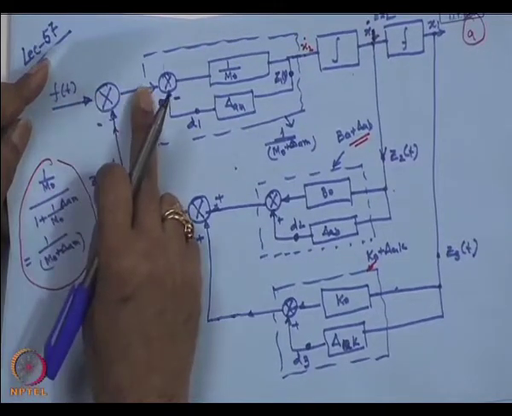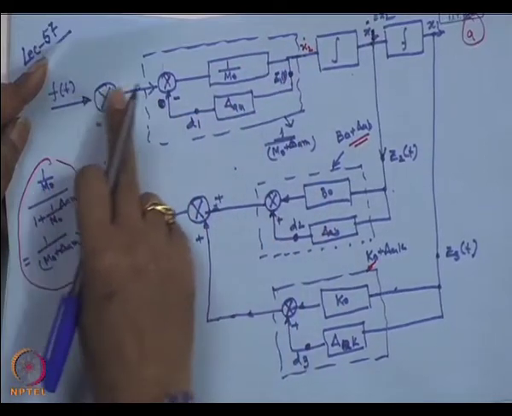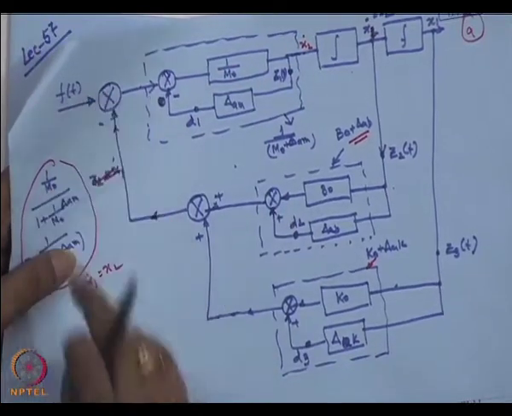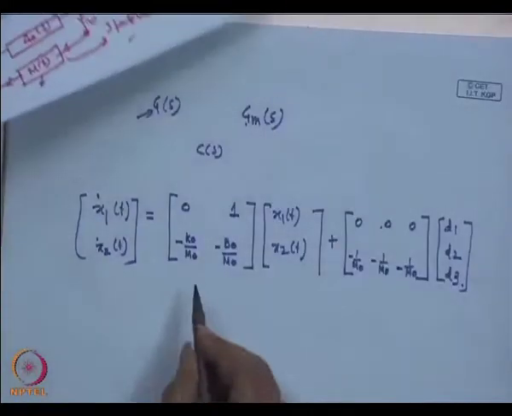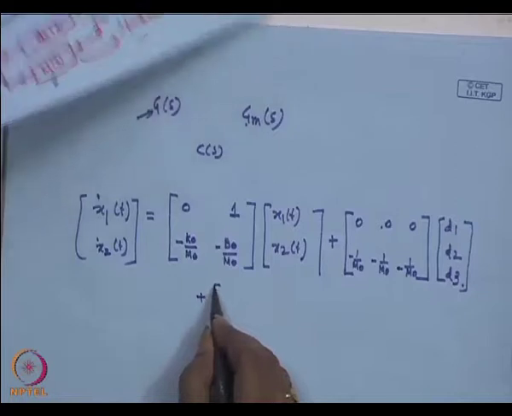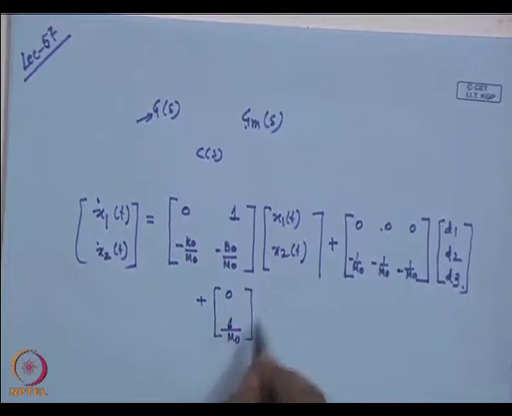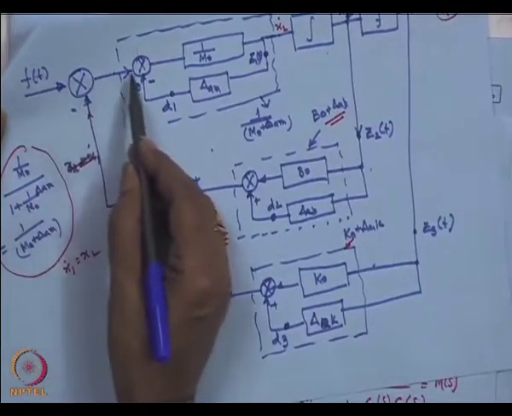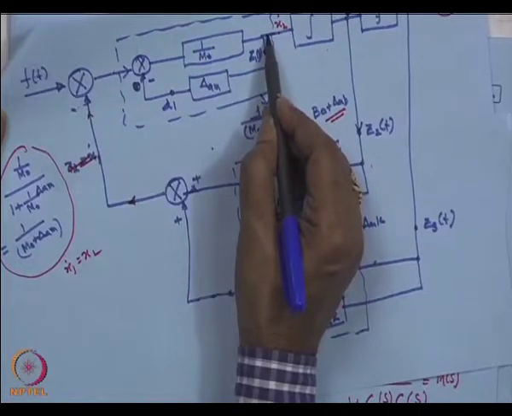F is going and this is multiplied by f 0. You see f is going multiplied by 1 by m 0. So, this term is coming where? It is associated with the x 2 dot. So, it will come plus 0, 1 by m 0 into f of t. See this one, f of t multiplied by 1 by m 0 and that signal is coming here.